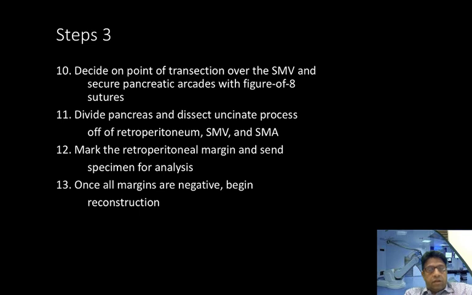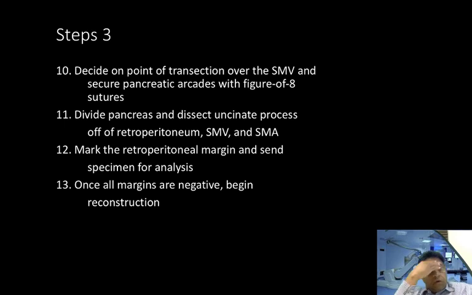Pancreatic arcades refer to those lateral branches that come off the SMA and drain into the lateral aspect of the SMV and portal vein. The pancreas is then divided and the uncinate process is dissected off the retroperitoneum, the SMV and the SMA. The retroperitoneal margin should be marked, and you need to send that specifically to the histopathologist to assess for the posterior margin.